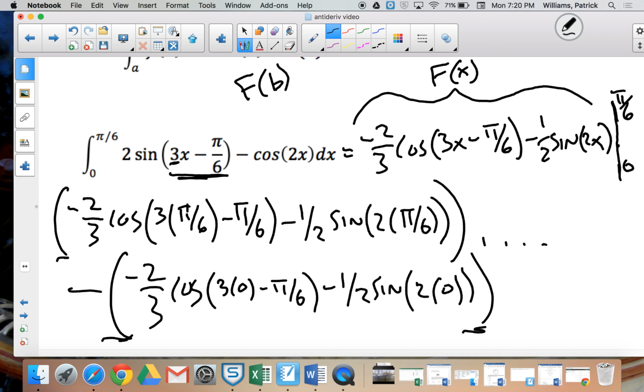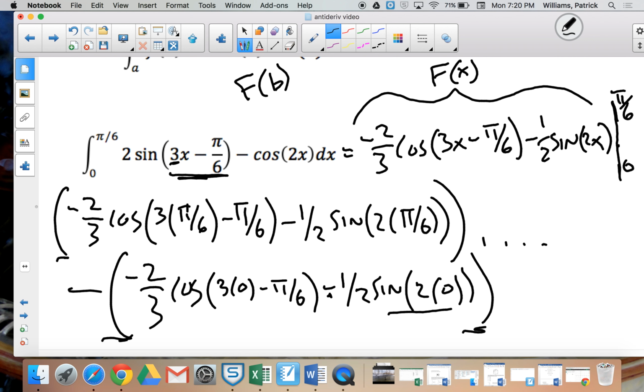In this case, it doesn't matter because sine of 0 is just 0. But let's say that was a non-zero term. If you forget to distribute that negative sign and you include this little negative sign and you don't flip it to positive, you're going to have major problems and you're not going to get the right answer. So again, be very liberal with your use of parentheses.